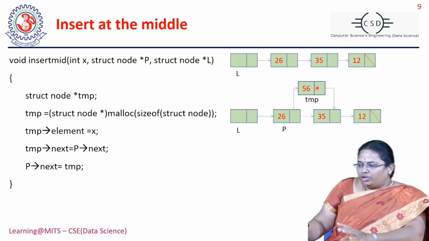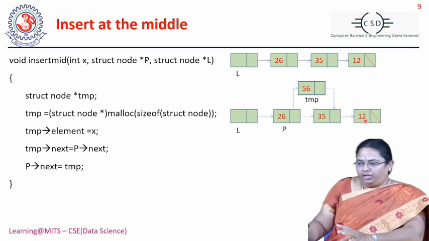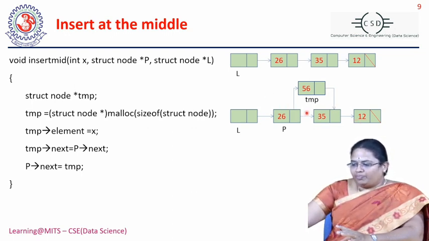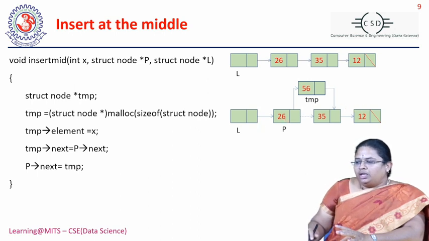So now if we check the list, it will traverse as 26, 56, 35 and 12. We have performed insertion in between. At any position we can perform insertion like this, right? And insert at the beginning.